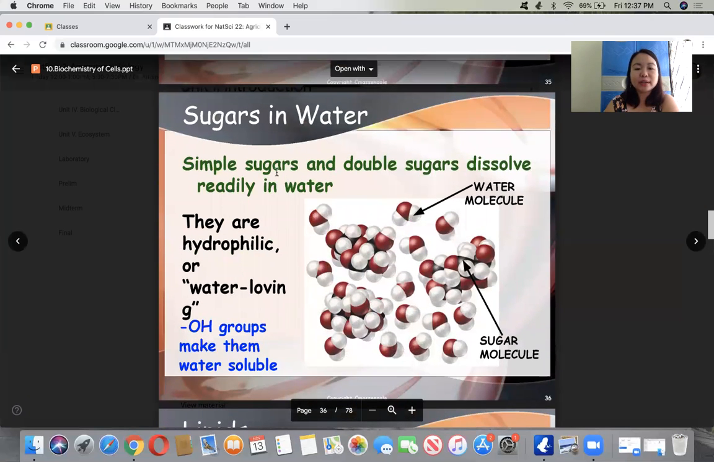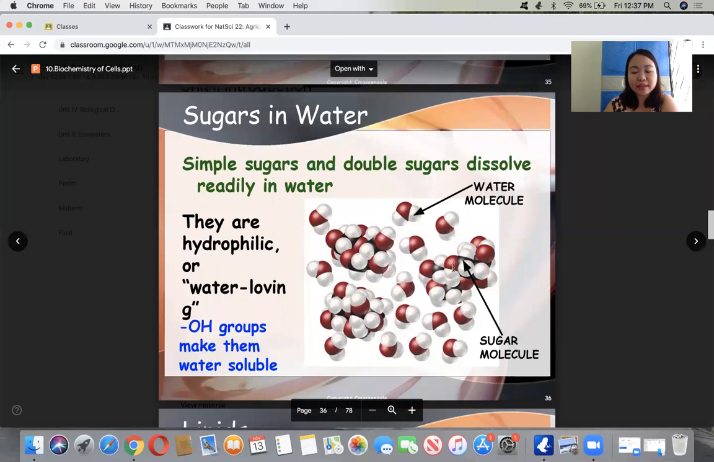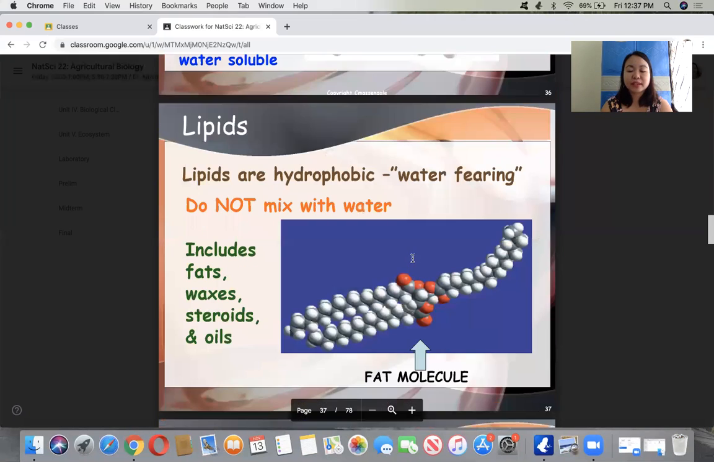So sugars in water: simple sugars and double sugars dissolve readily in water. So they are hydrophilic, meaning water loving. They have OH groups which make them water soluble. So the sugar molecules, like the simple sugars, will freely dissolve in water.